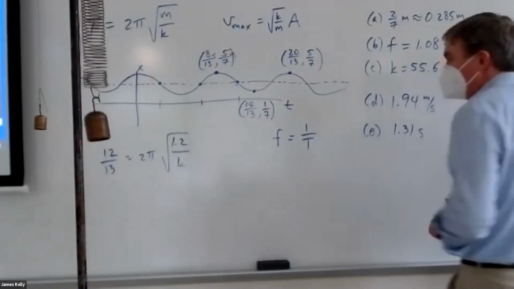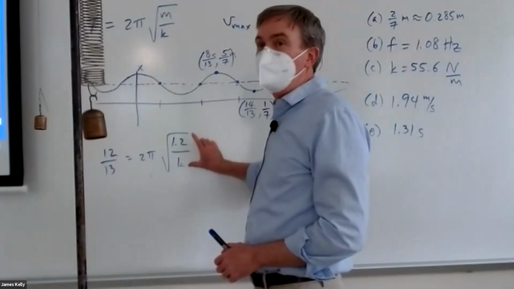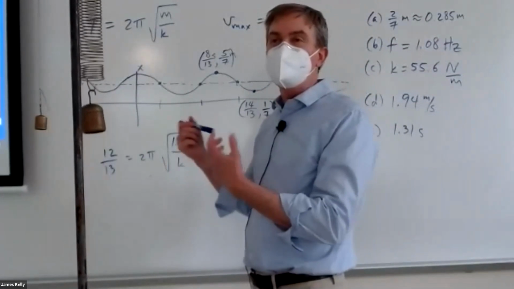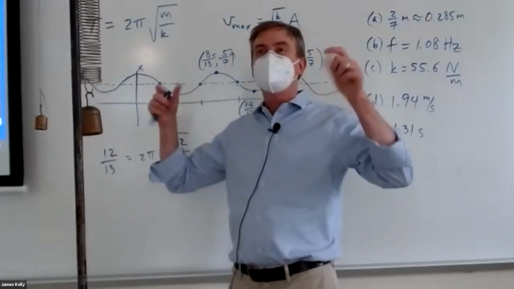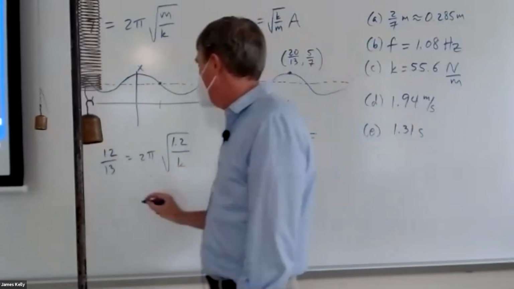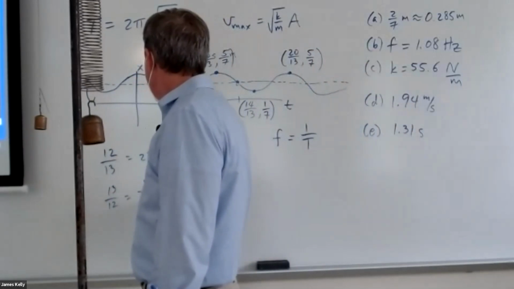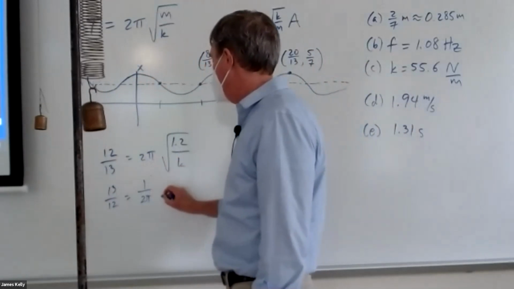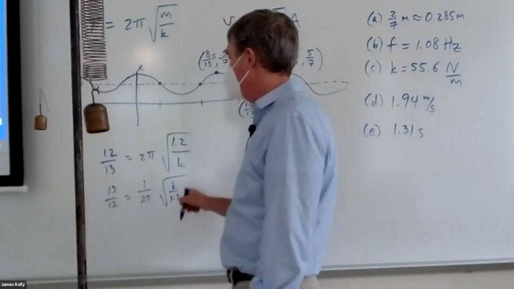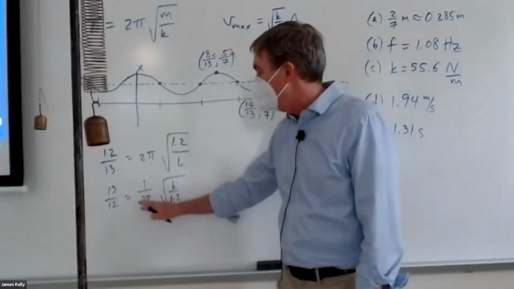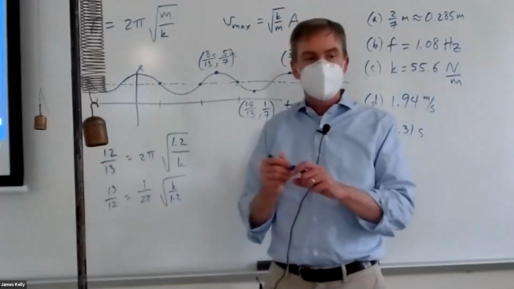Yes? Okay. Probably the easiest thing to do when you're looking for something in the denominator is just take the reciprocal of both sides, and then the thing you're looking for is in the numerator, right? If two things are equal, their reciprocals are equal. So I could certainly write this as 13/12 equals 1 over 2 pi, that's the reciprocal of 2 pi, times the reciprocal of this, which is root k over 1.2. And now that's easier to dig out the k. I multiply both sides by 2 pi, I square both sides, and then I multiply by 1.2.